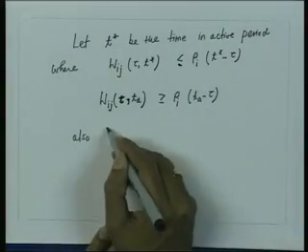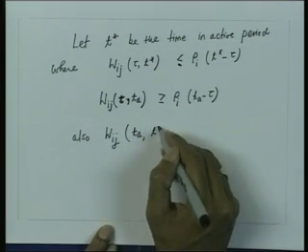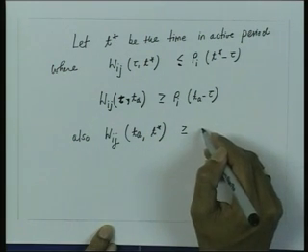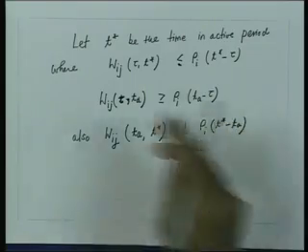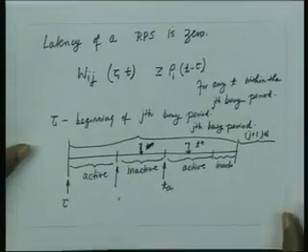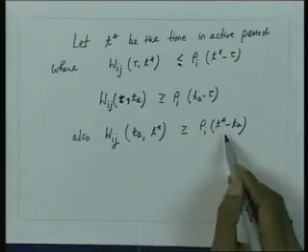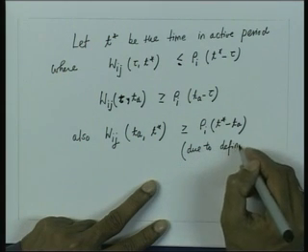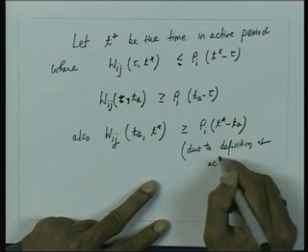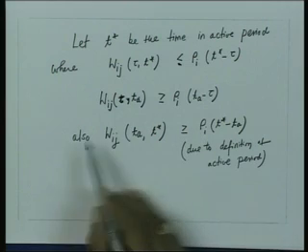Also, if you see, Wi of Ta to t star has to be greater than or equal to rho i into t star minus Ta. Why is this result applicable? It is applicable because Ta to t star lie in the active period. The t star is assumed to be in the active period, so this is true due to the definition of active period. This result holds true for the active period.